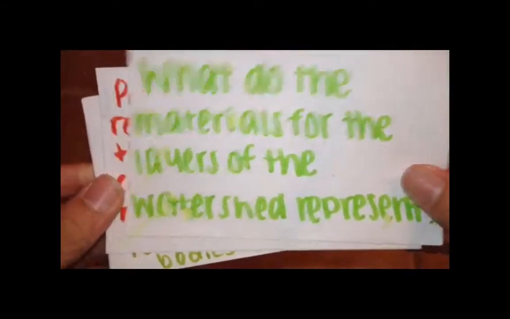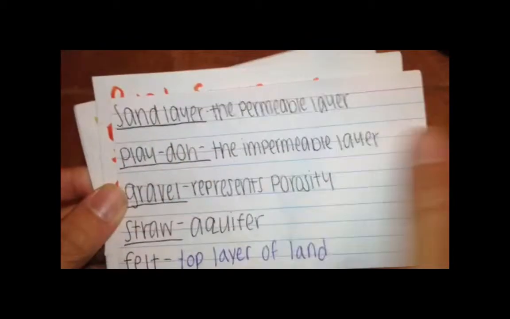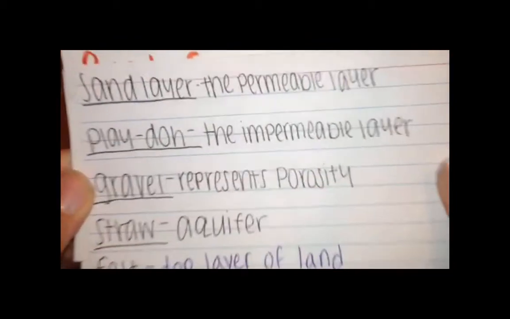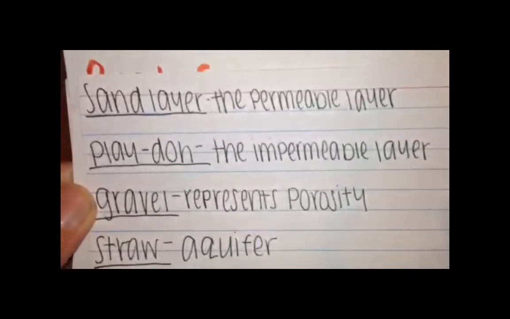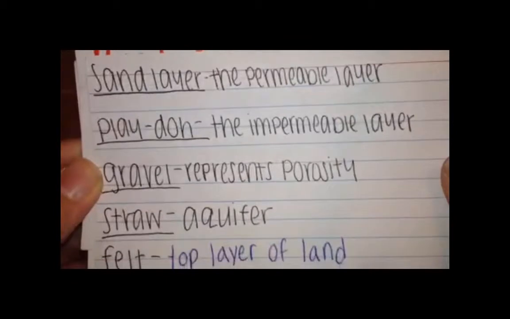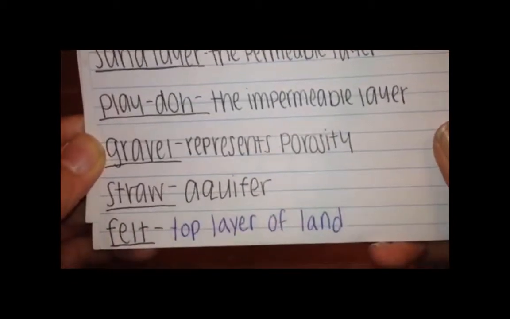The materials of the watershed. The sand layer represents the permeable layer. The Play-Doh represents the impermeable layer. The gravel represents porosity. The straw represents the aquifer, and the felt the top layer of land.